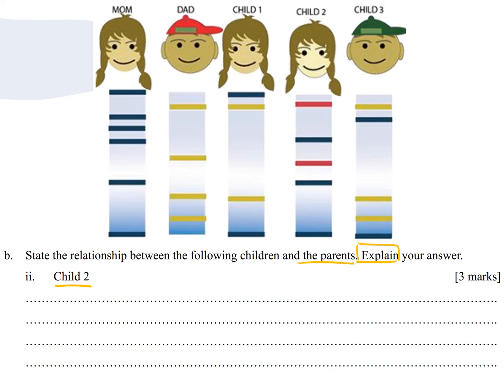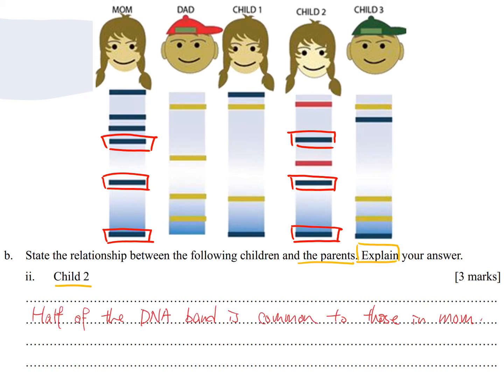Question B. State the relationship between the child 2 and that of parent. Explain your answer. In order to answer the question, we have to use the same technique as B1. First of all, look at child 2 and mom to see if there is any common DNA binding. So the common DNA binding is found in here. This is the first common binding, the second common binding, and the third common binding between child 2 and mommy. So you can write down, half of the DNA band in child 2 is common to those in mommy.